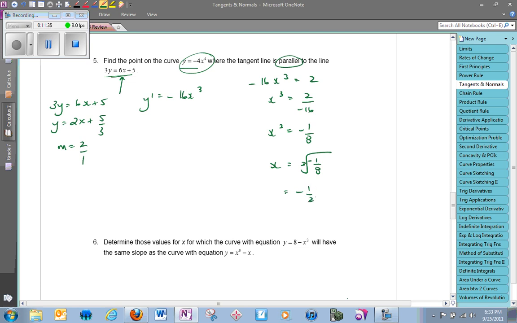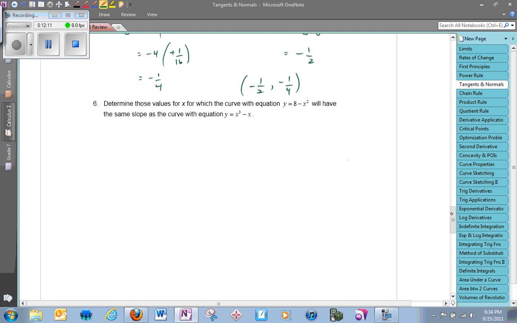I have to go find the y coordinate, so I'm going to sub it back in. So y is equal to negative 4 times negative a half, sorry, to the fourth, is negative 4 times 1 over 16, because negative to an even power is a positive number, which makes my answer negative a quarter. So my final answer is negative a half, negative a quarter. This question isn't super challenging. It's just about walking through it as we go along. Here, let's try this next one. Give it a shot on your own and see how it works for you.